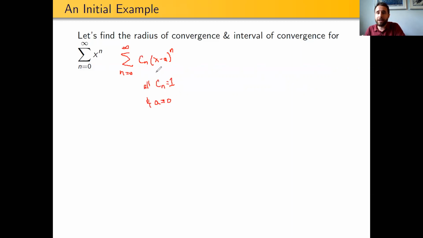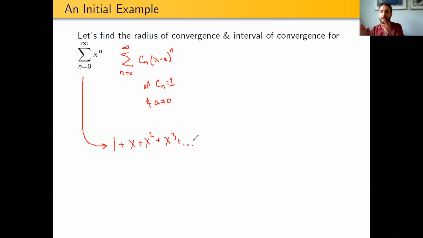So let's try to figure out what the radius and interval of convergence are for this series. And it turns out this series is nothing more than, notice, if we were to spell out the first few terms, it's 1 plus x plus x squared plus x cubed plus dot, dot, dot, right? This is a geometric series with a constant ratio of x, right?